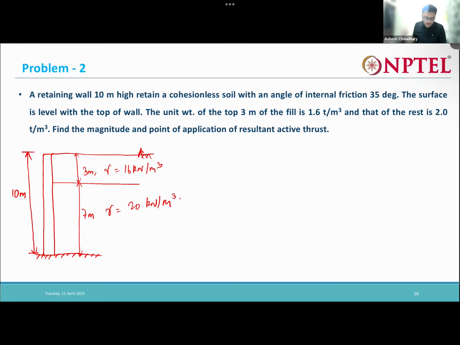So we need to determine the magnitude and the point of application of the resultant active thrust. Okay, so let us first determine our Ka, the coefficient of lateral earth pressure in the active case. It will be nothing but (1 minus sine phi) by (1 plus sine phi).